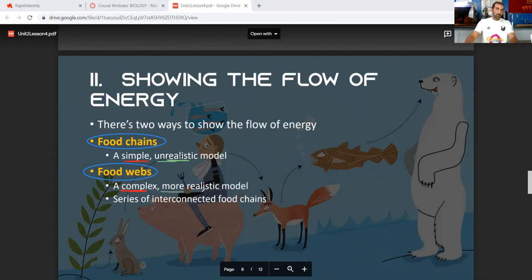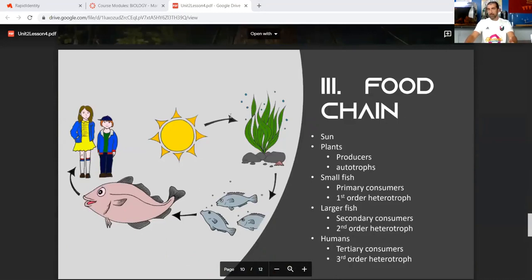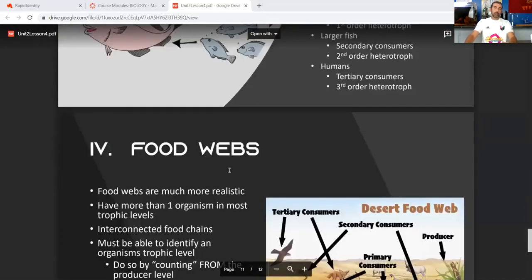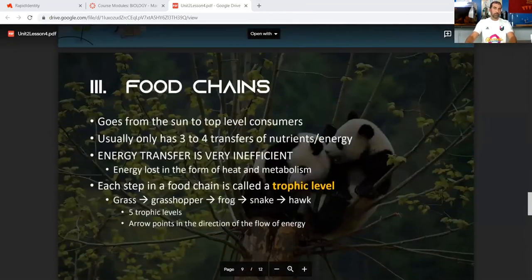A more realistic model would be a food web. It is a series of interconnected food chains, and it looks a lot more complex. Even though it looks more complex, it's not more complex. Just to show you, this was a food chain, nice and simple. This is a food web, obviously a little bit more complex, and you can see it is many food chains that have been put together. So let's go back to a food chain.